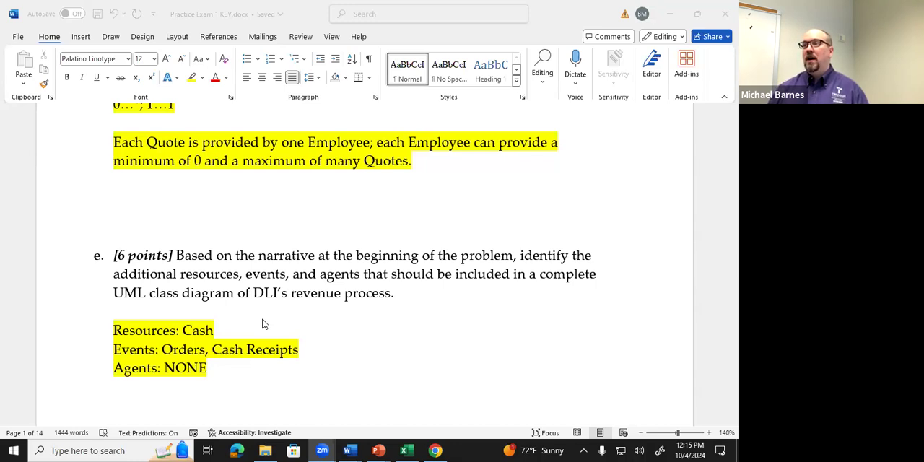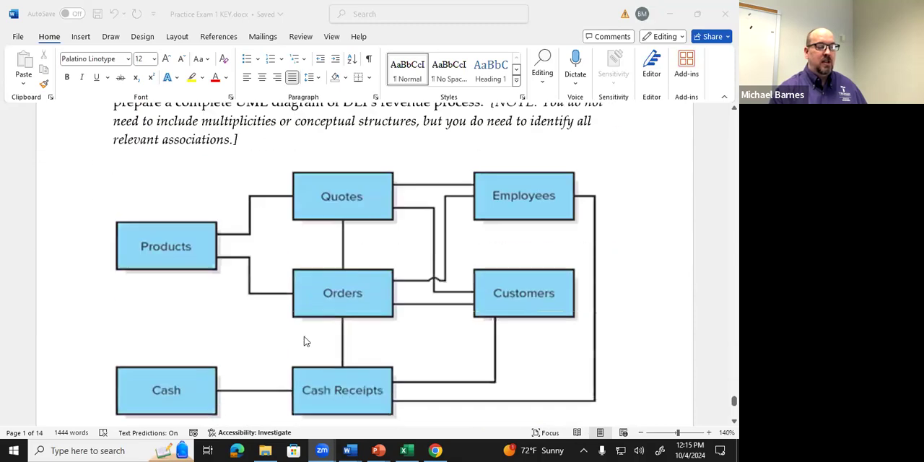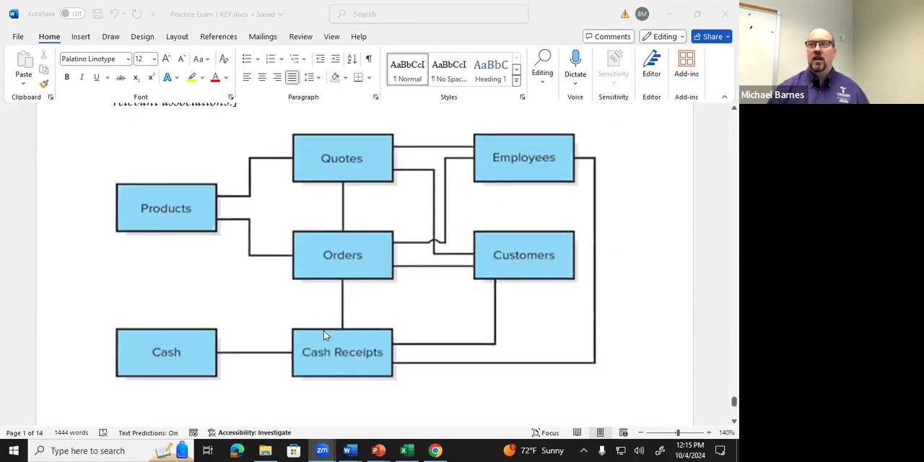Does everybody understand what I mean by that? If you included something in here or didn't include something in here, as long as you're consistent with your inclusion in this diagram, that's all I care about. So the next diagram is, say, make sure you interpret it. You did not need to include multiplicities. All you need to include is the classes and the associations.